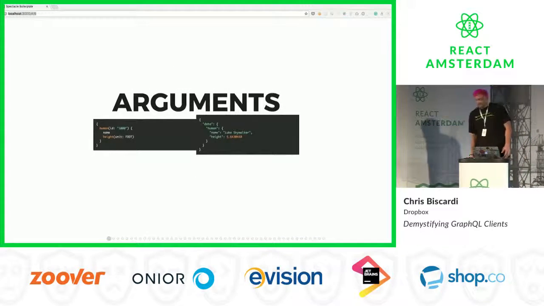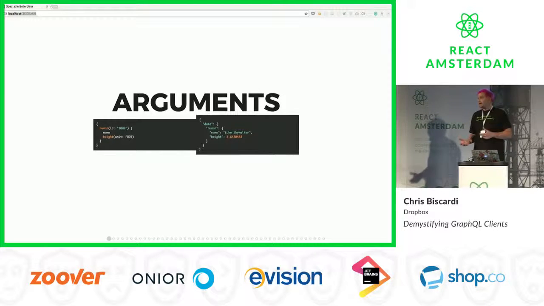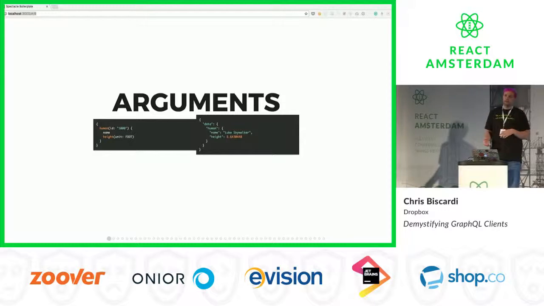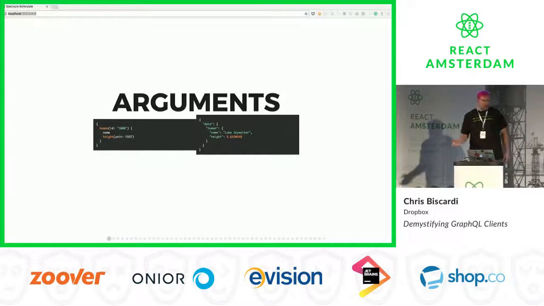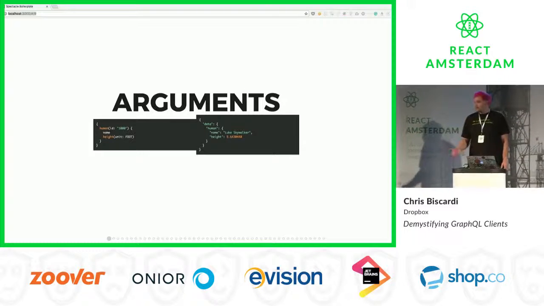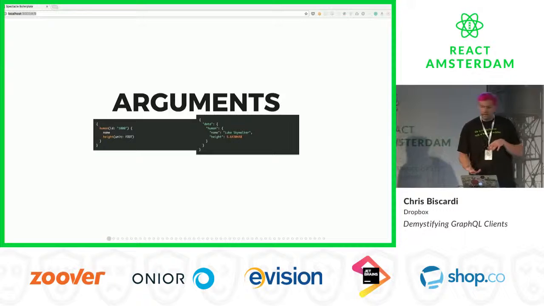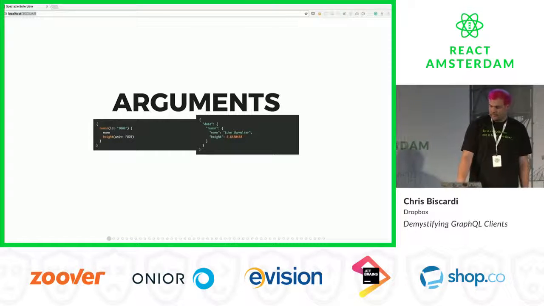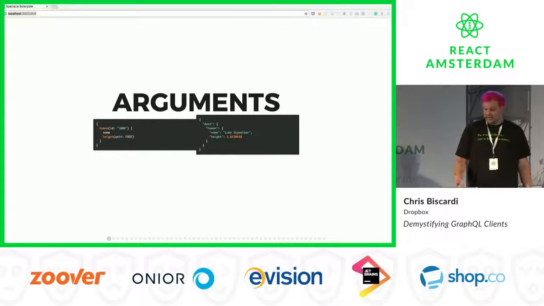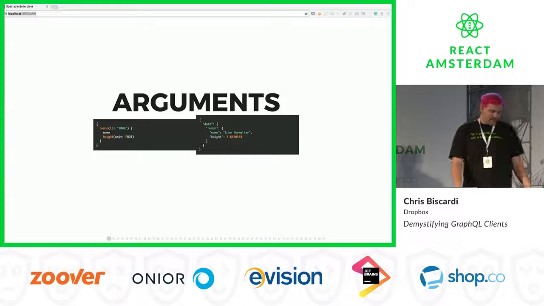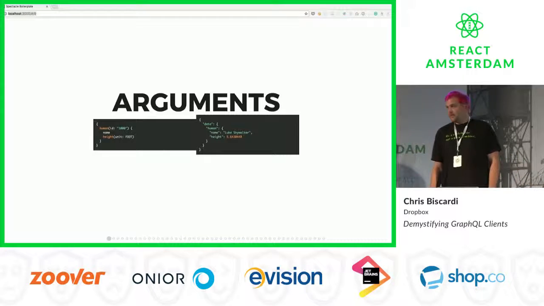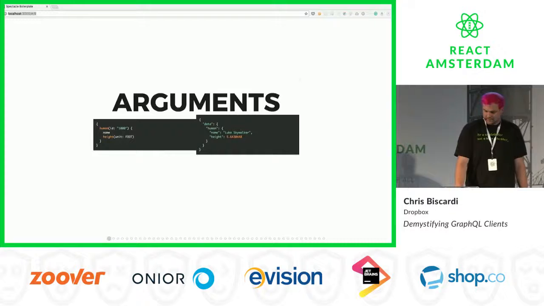Then we have arguments. And arguments are basically very similar syntax to calling arguments in JavaScript. If you've written something that looks like a flow type definition or a TypeScript type definition, you might recognize this syntax. It's a little bit flipped around compared to flow or TypeScript, but it's generally the same thing. And you can see that we've got the human whose ID was 1,000.